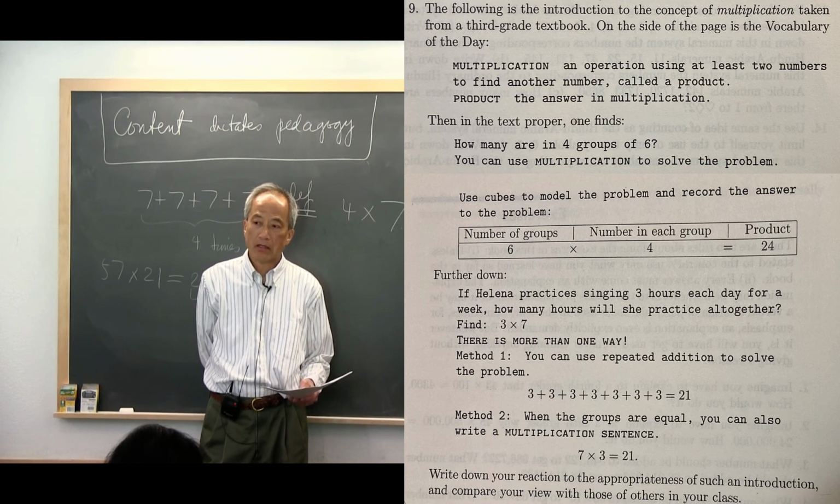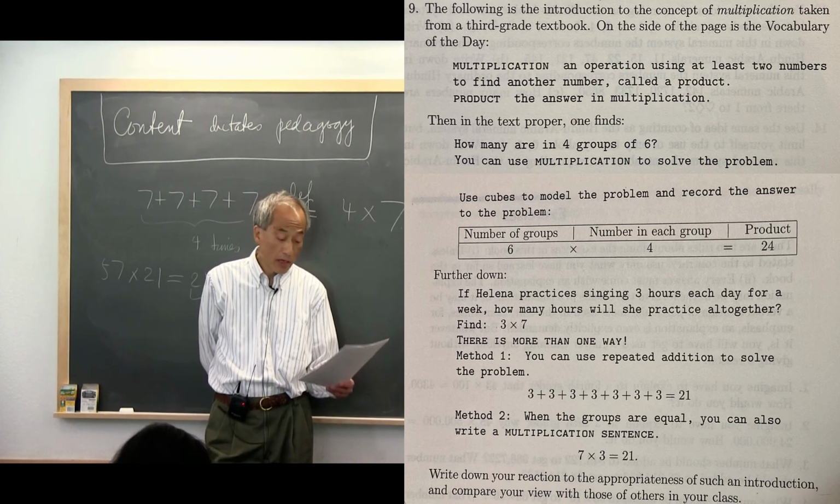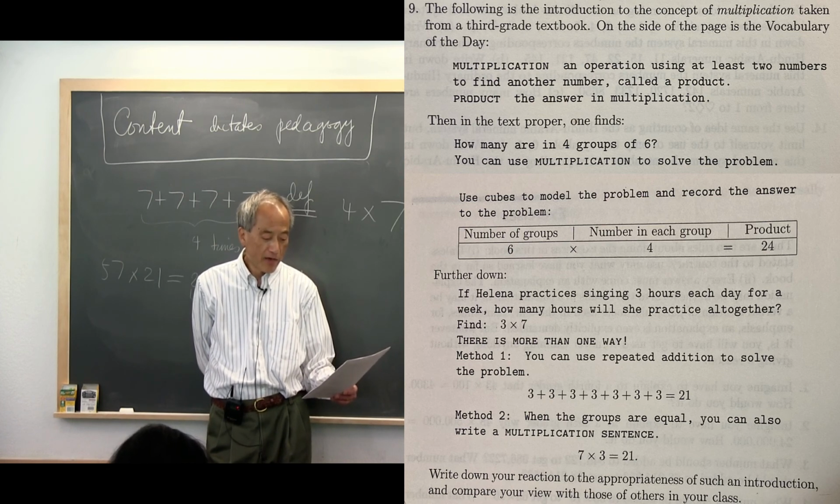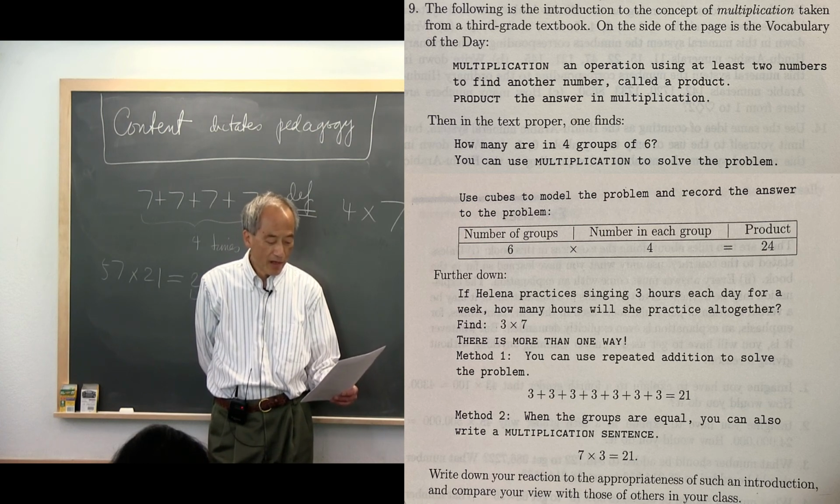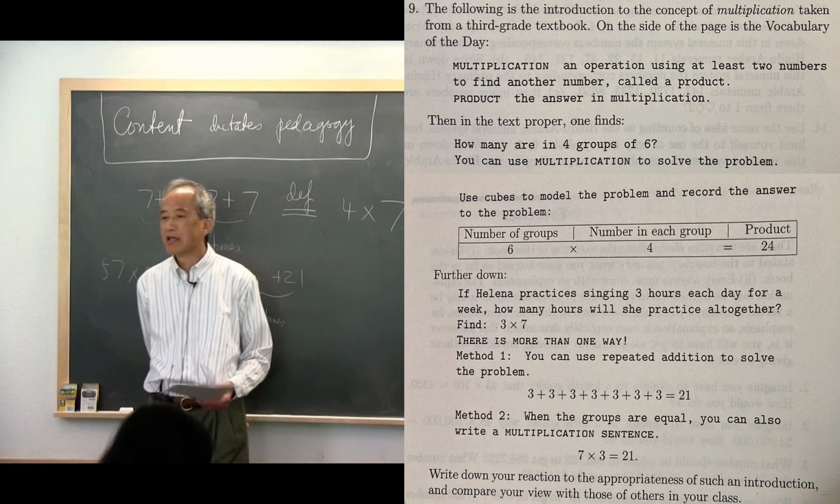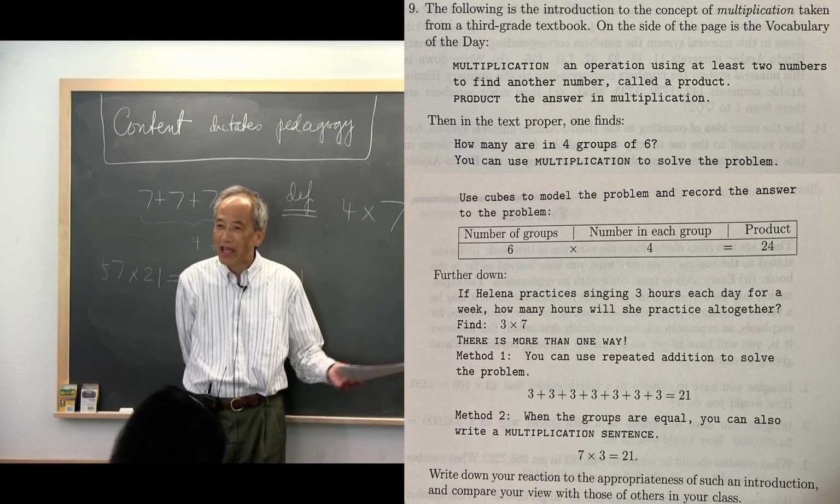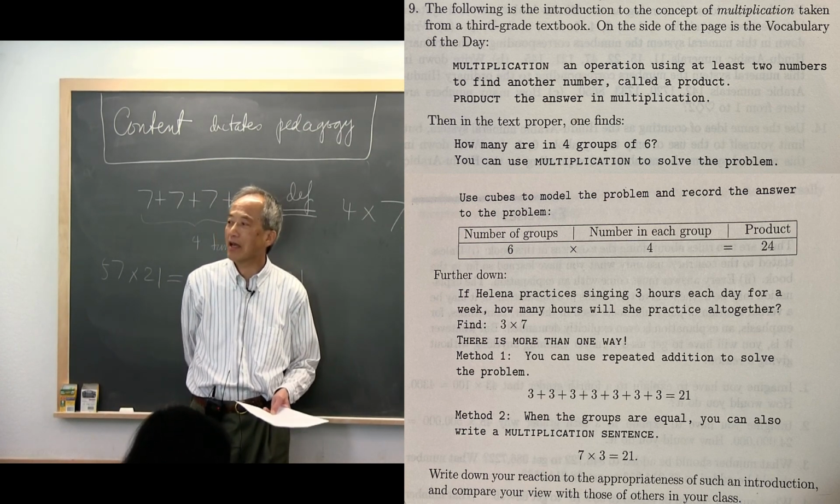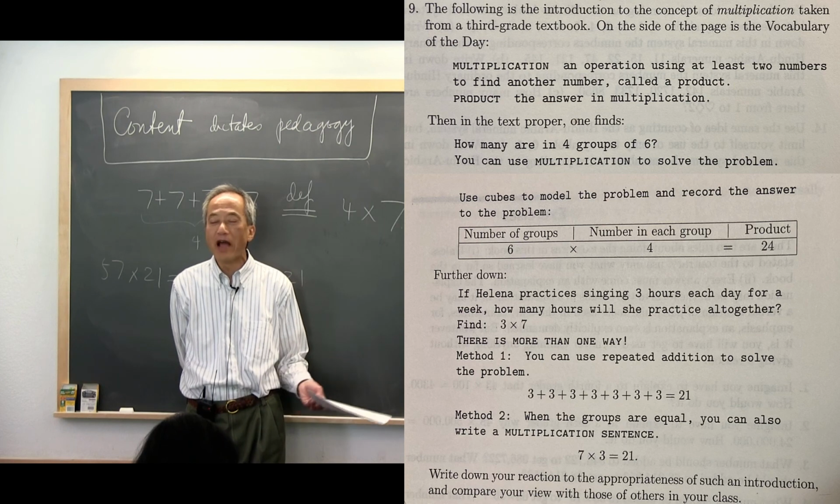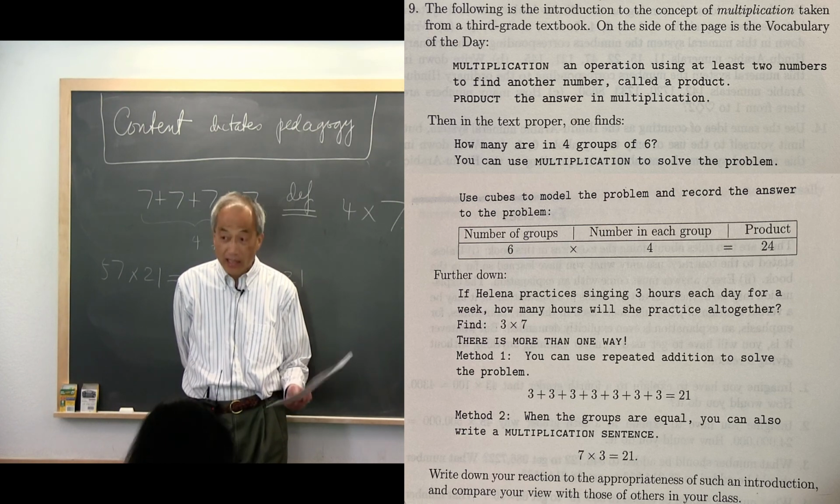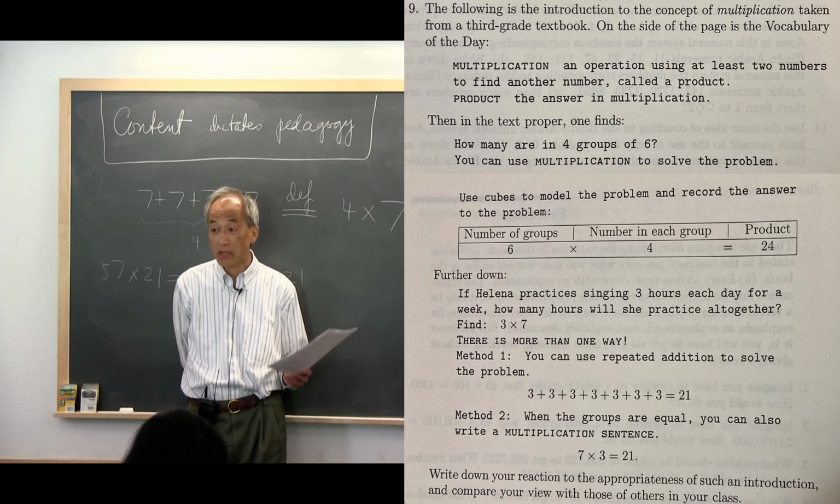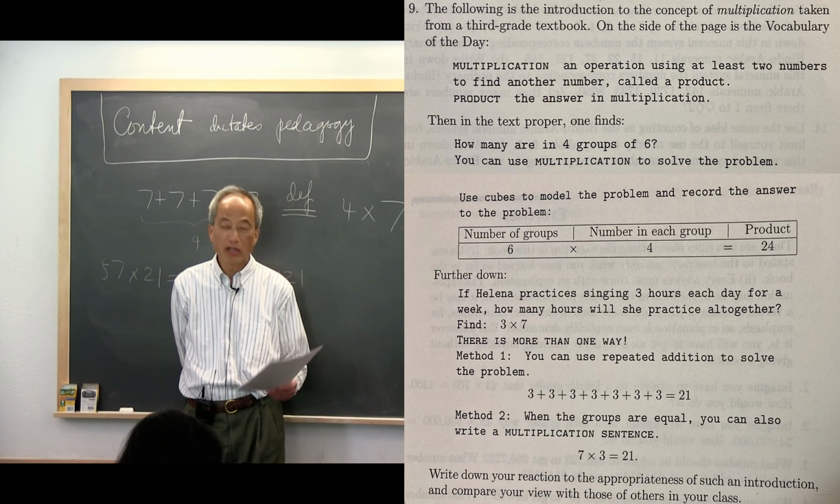Now go on. Look at the next one. If Helena practices singing 3 hours each day for a week, how many hours will she practice altogether? It says find 3 times 7. Why? What do you mean find 3 times 7? Why should I find that? Well, the next thing, by the way, is really bad. There's more than one way.